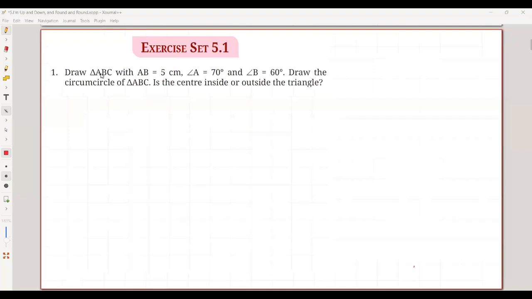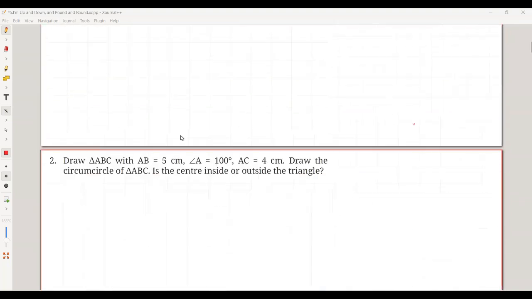First of all, you have to draw the triangle ABC. One side is given, 2 angles are given. Next, based on the triangle, we have to draw the circumcircle. Next, they are asking whether the center is inside or outside the triangle. Sometimes the center of the circle may come inside the triangle, sometimes it will be outside the triangle. This is the first question.